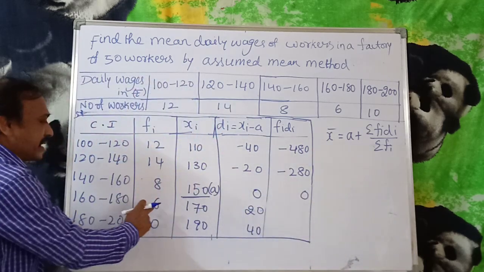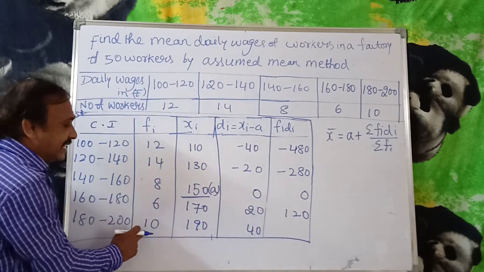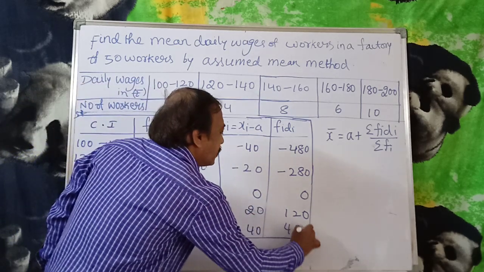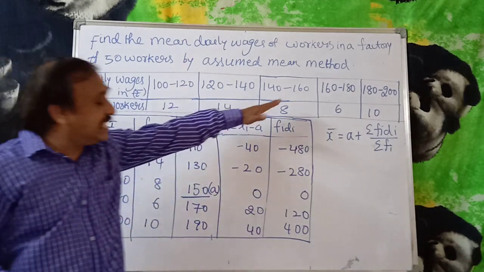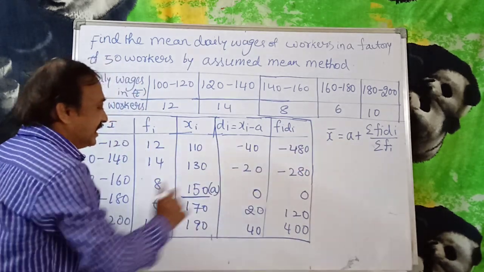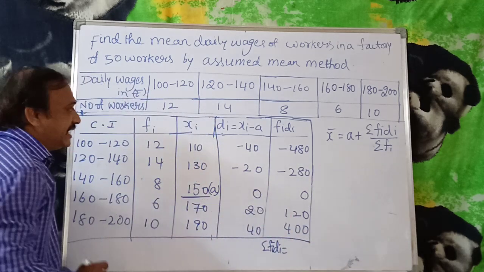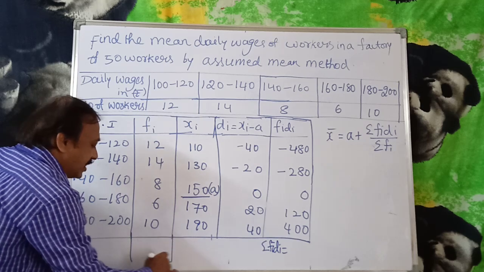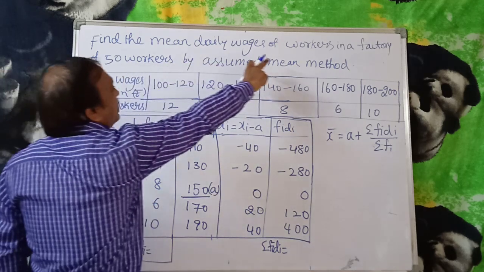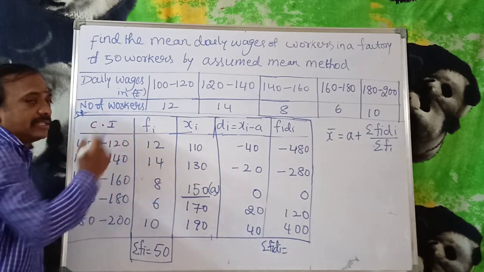6 into 20 is 120. Next, 10 into 40 is 400. Now these are the fi di values. If you add these values, you will get sigma fi di. And this value is called sigma fi. Sigma fi is nothing but the total frequency, the number of workers, which is 50.